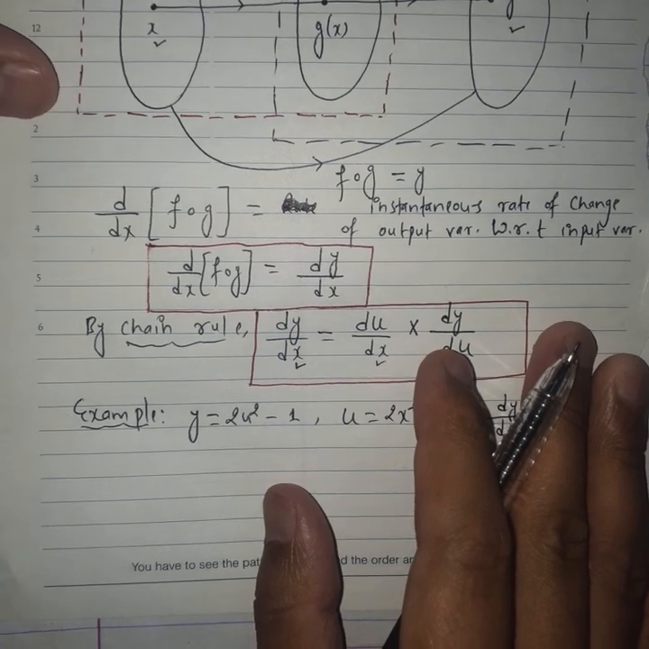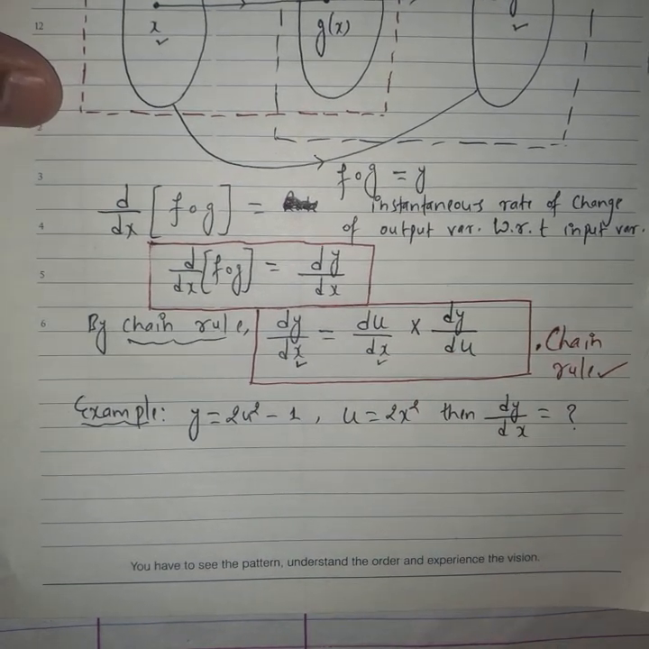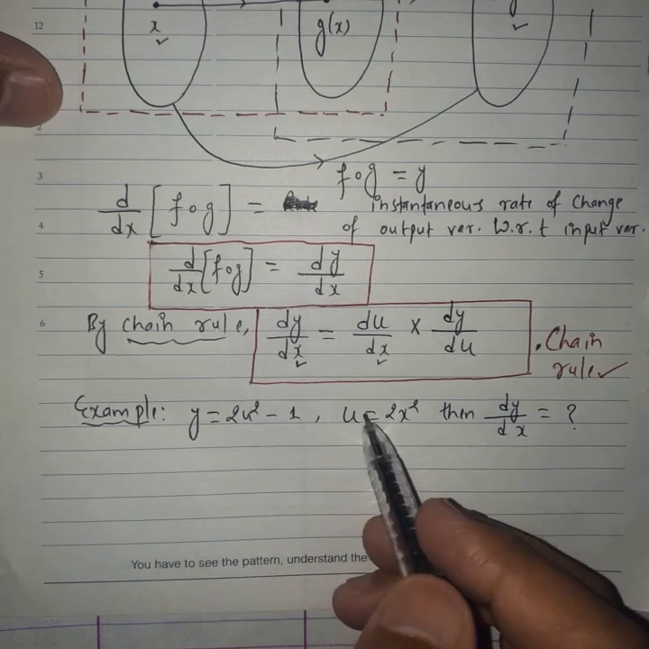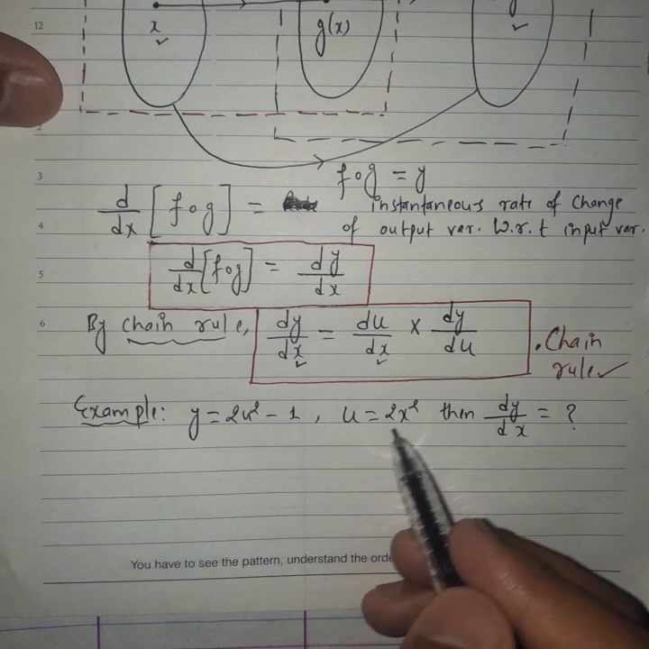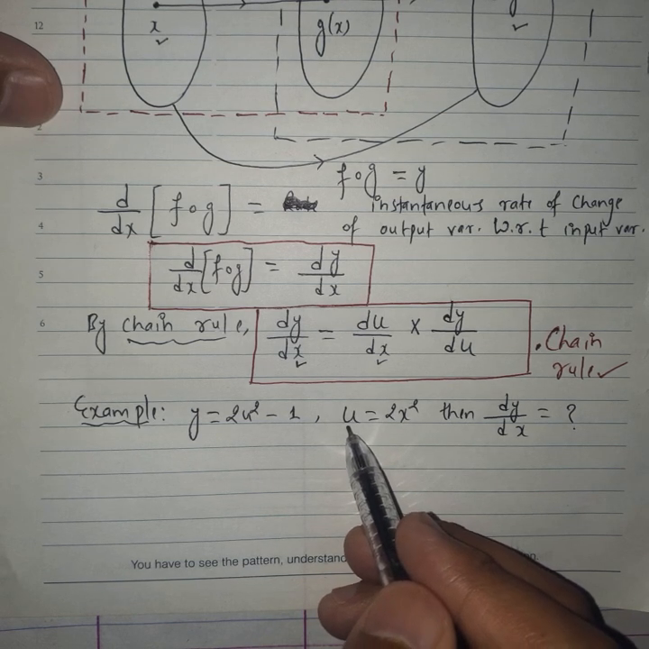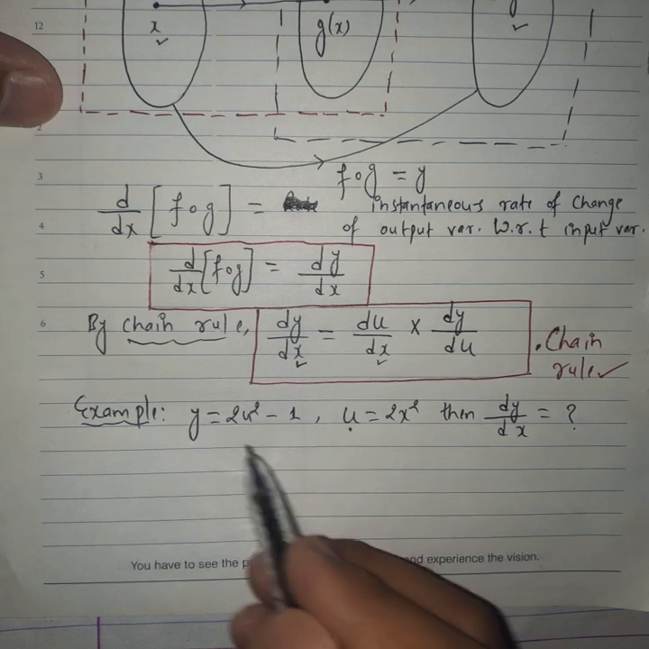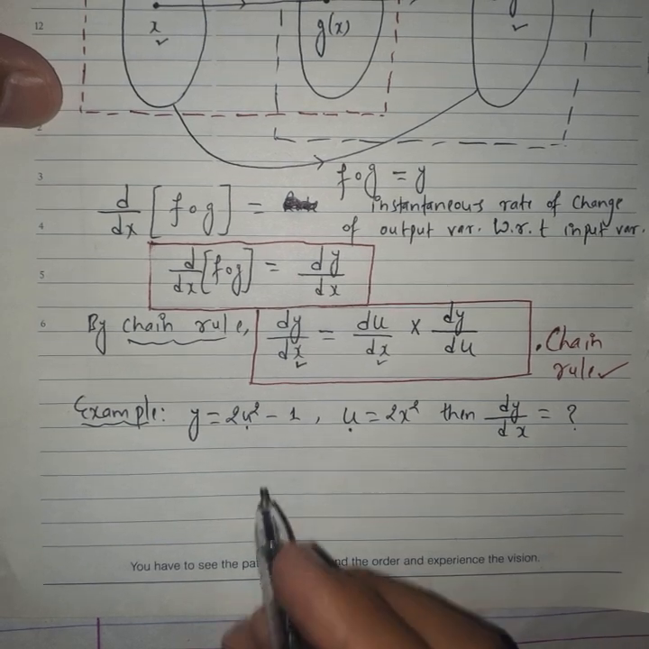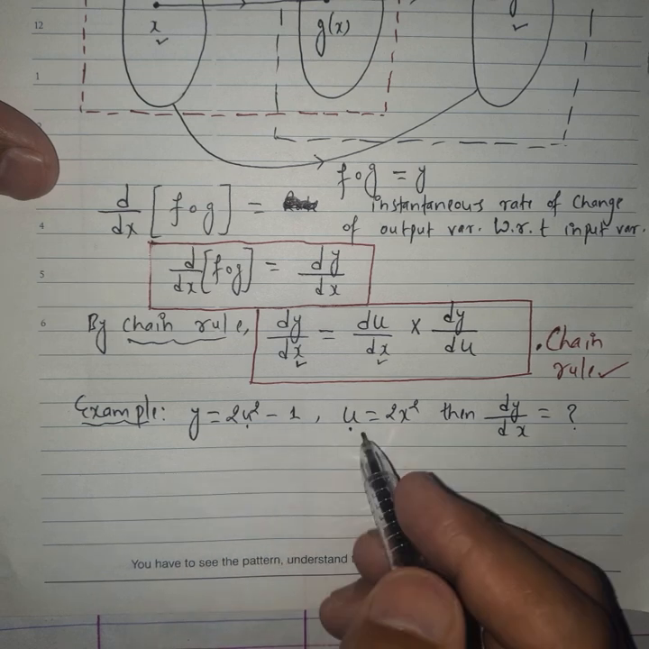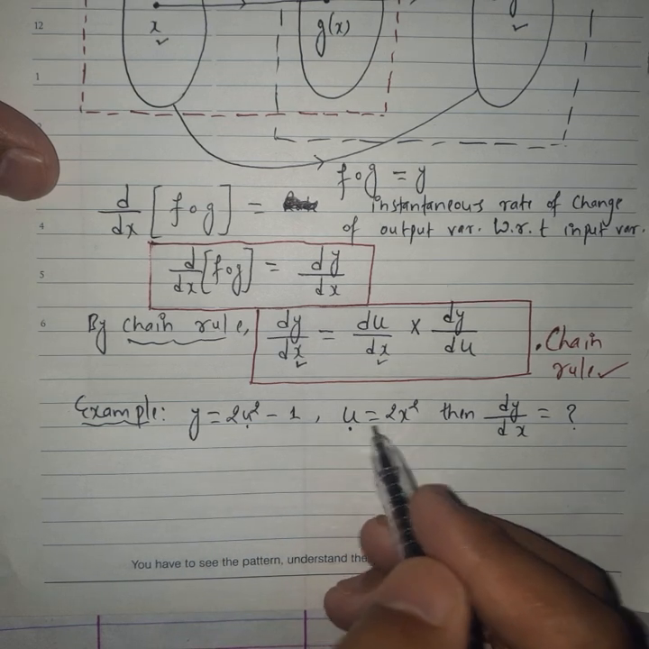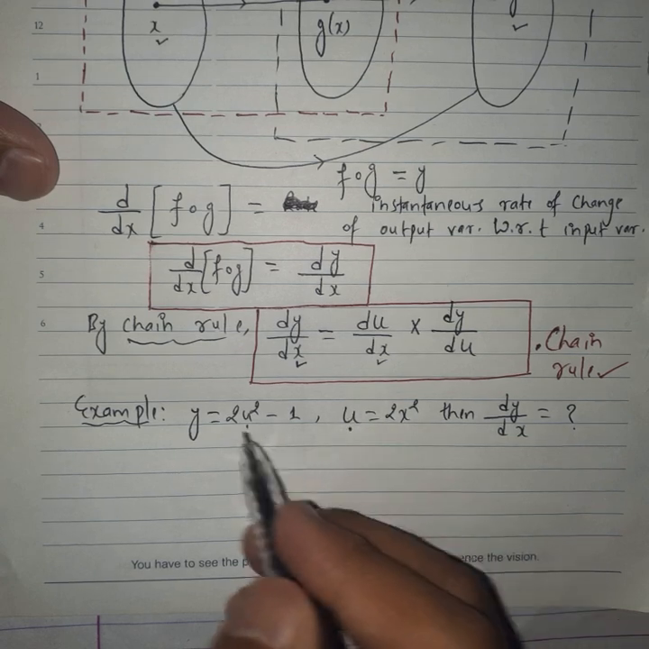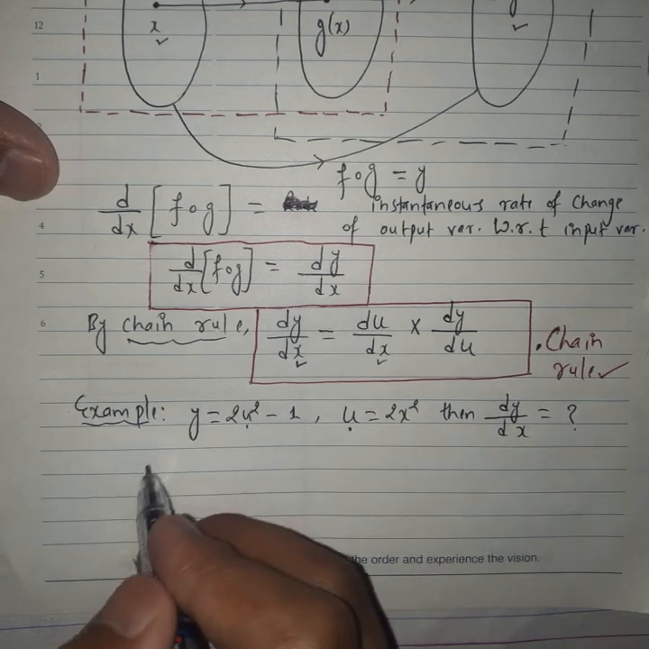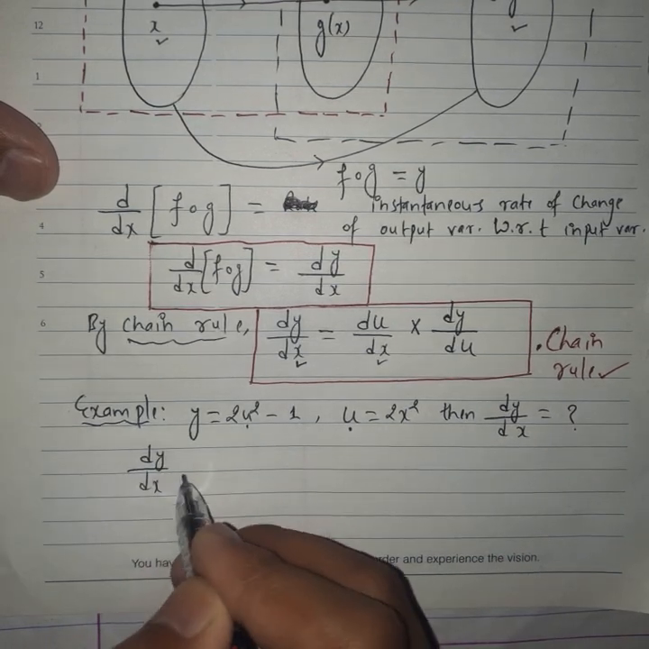Let's solve this problem by using the concept of the chain rule. Here these are the two functions. The first function takes x as the input and produces u as the output, and this output u is taken as the input for the function y. The first function is u here, and this u is taken as the input for the next function. We have to find dy over dx.